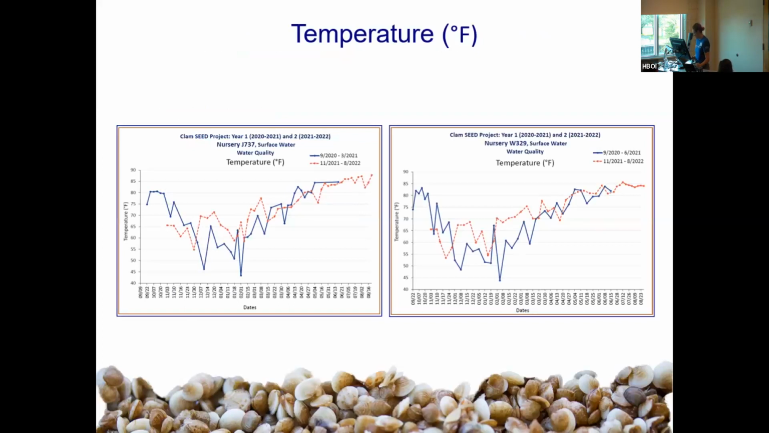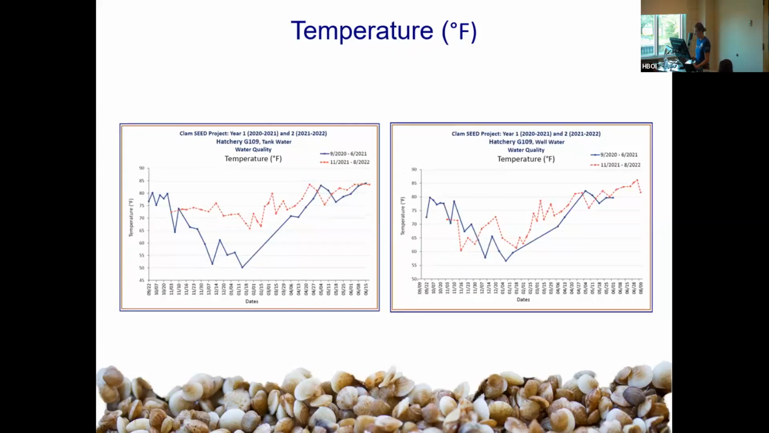So here are two nurseries that use surface water. And we definitely saw a cooler winter in year one, which is the blue solid line. But then as temperatures increase into spring and summer, they tend to coincide for both years.